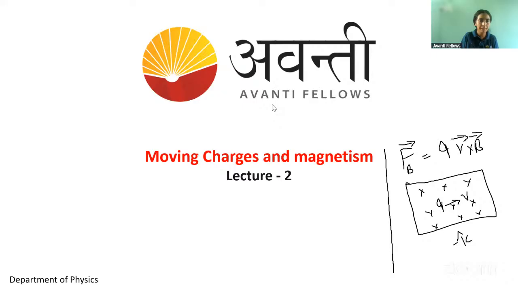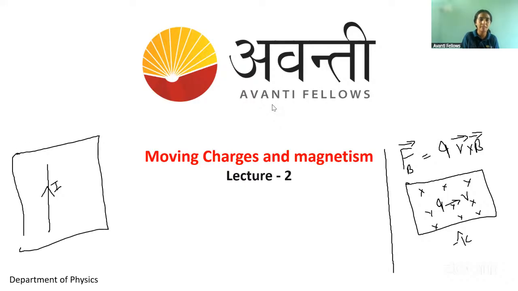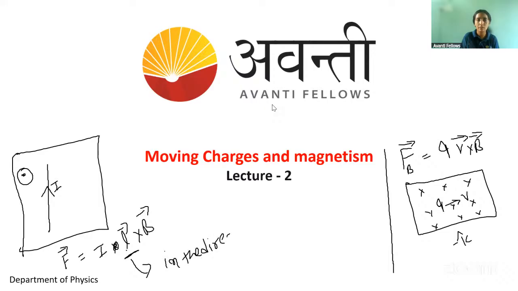Okay? After that, we studied if we have a current carrying wire. Let's say this is a current carrying wire. It has current I flowing in it, and this wire is also placed in a region where there is a magnetic field. Let's say in this region there is an outward magnetic field. Then the force acting on this wire can be written as what? I into L cross B. Okay? What is the direction of the L vector? In the direction of what?